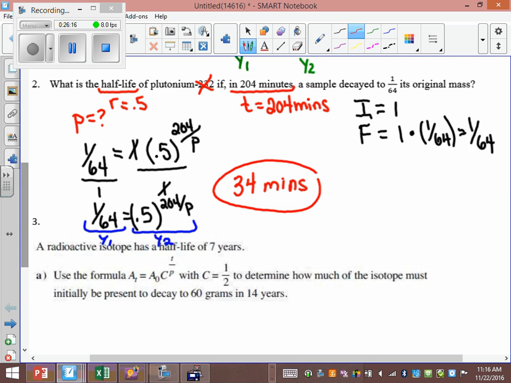Every 34 minutes, the total, whatever I have, is halving. It's halving. It's halving. It's halving. So it's getting smaller, right? So often it's radioactive material that they do half-lives on a lot of the time. Okay.